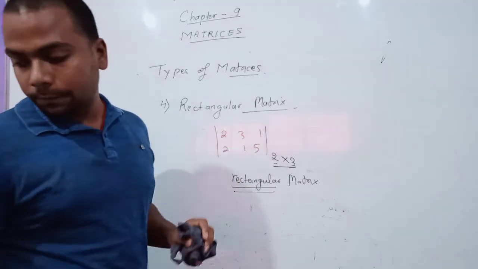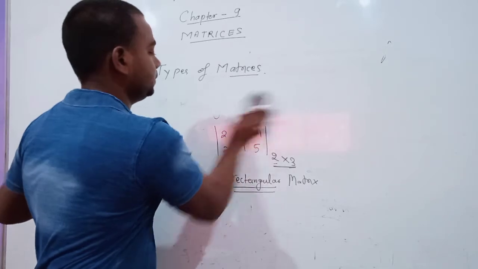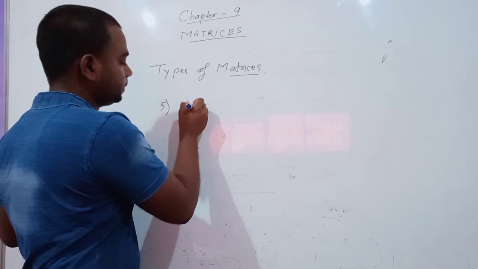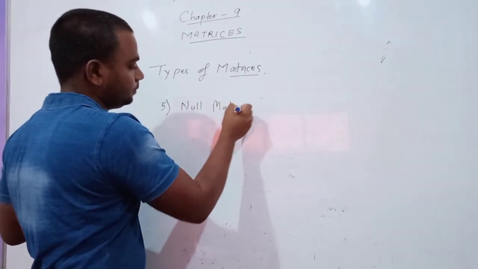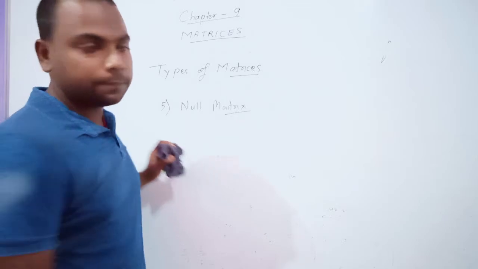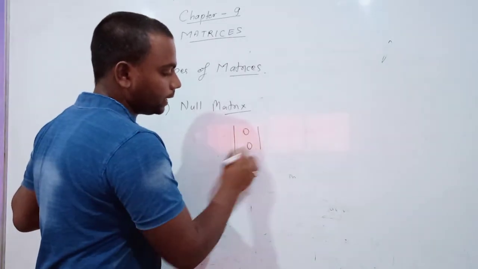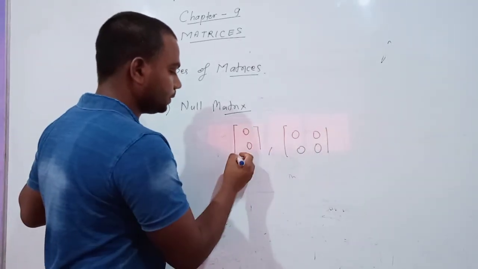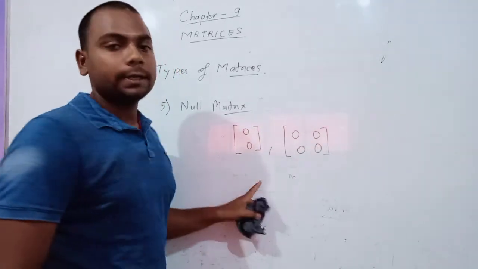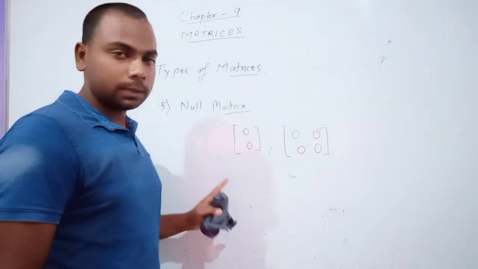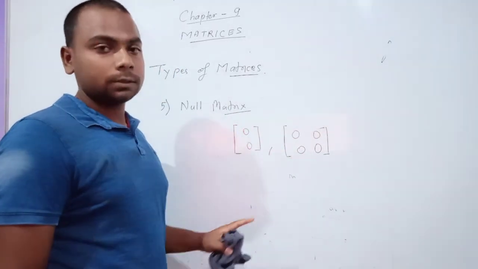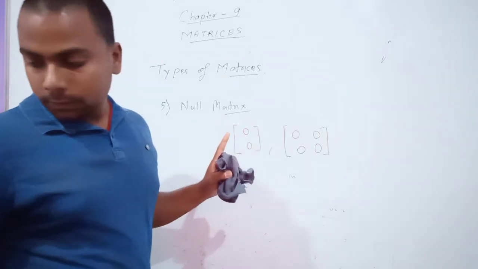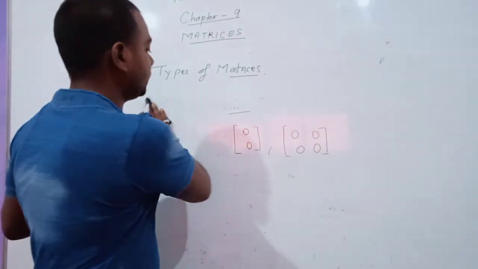Okay. Coming to the fifth point, null matrix or zero matrix. What is a null matrix? If all the elements of the matrix are 0, then it will be considered as a null matrix. Remember, if all the elements of the matrix are 0, then it will be considered as a null matrix, also known as zero matrix.